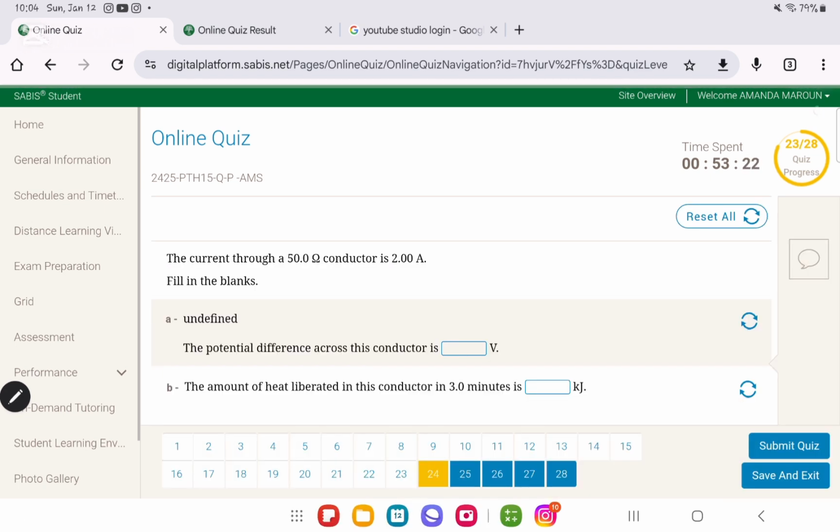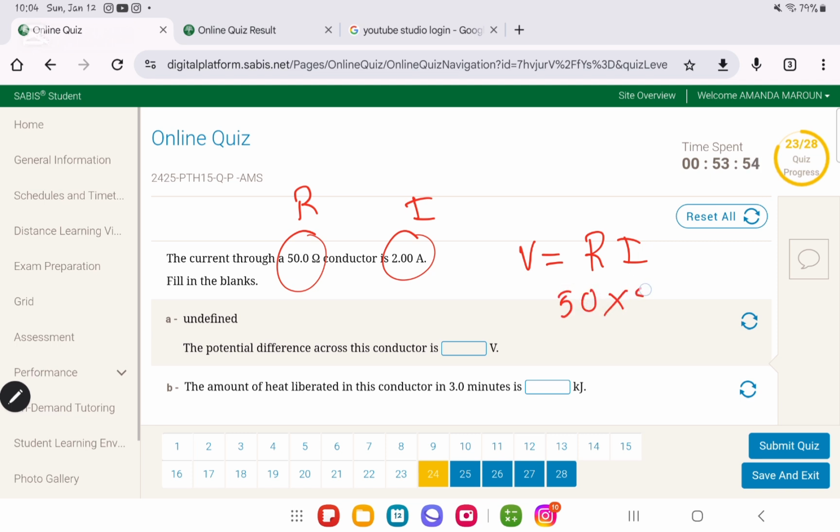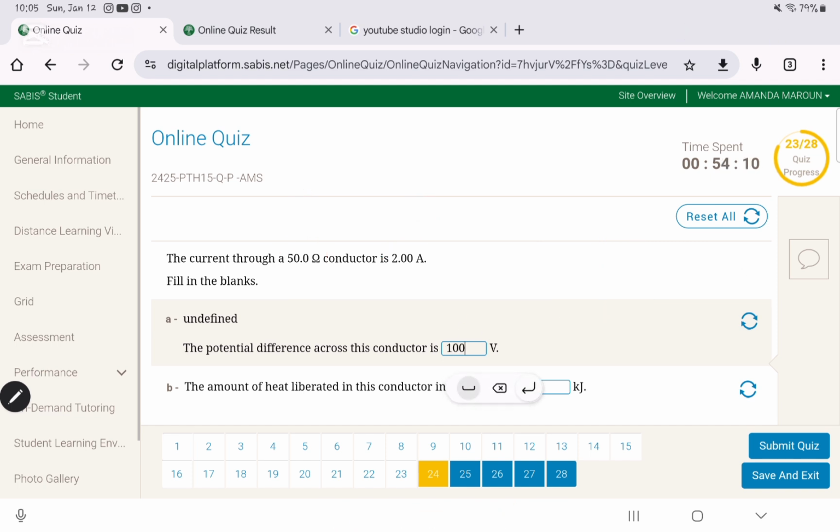Moving on to question number 24. We have the current I, which is 2 amperes, and a resistor of 50 ohms. They need to find the potential difference V. It is very simply voltage equal to R times I. So the R is 50 ohm multiplied by the current I, which is 2. We will get 100 volts. So the answer over here is 100 volts.